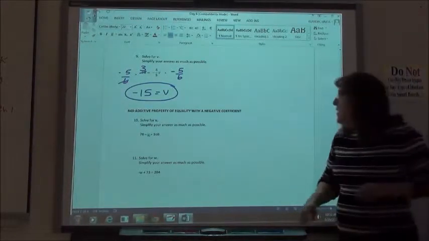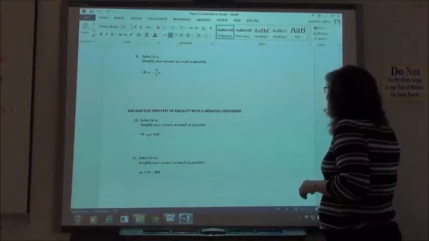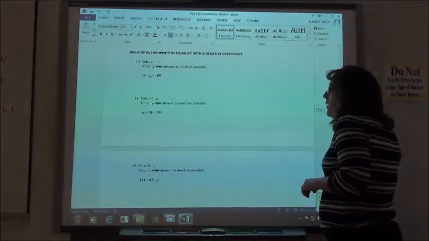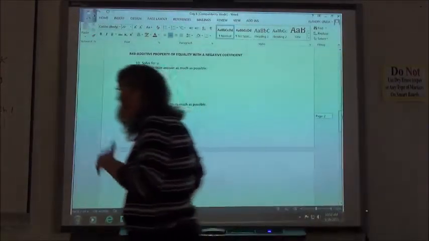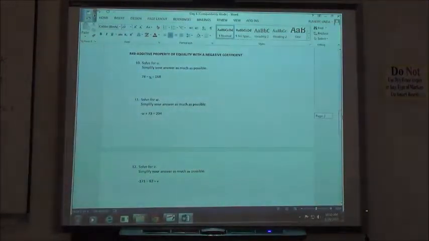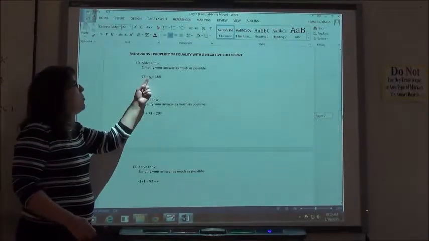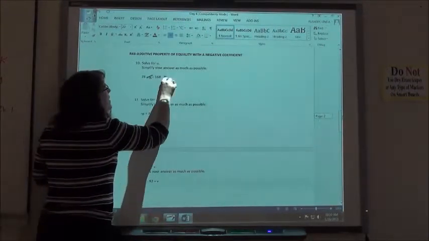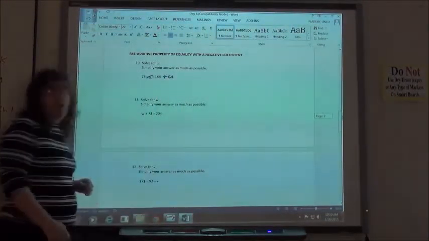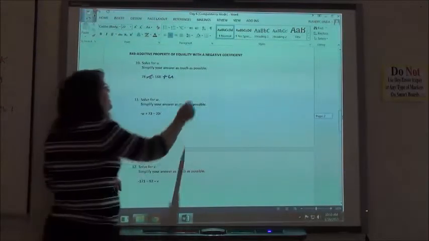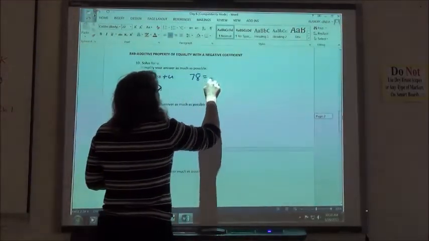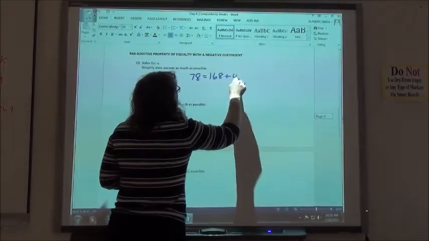Now number 10, there's a couple different ways to do it. The shorter way, if you remember to do it, is if your variable is negative, you can move it to the opposite side of your equation to make it positive. So if I recognize here, oh, my u is negative, I'm going to add the u over here, making my u positive. 78 equals 168 plus u.